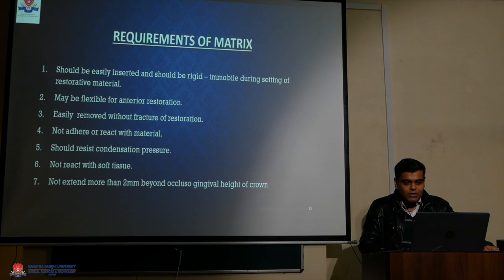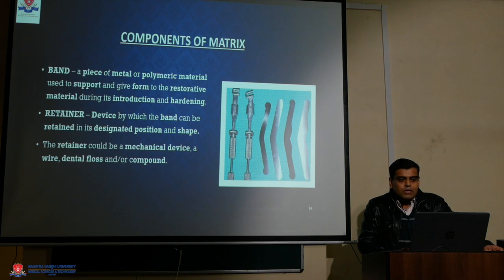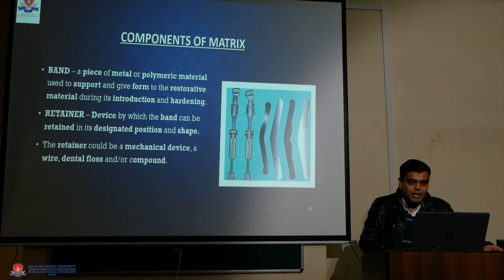It should not adhere to or react with the material. It should resist condensation pressure. It should not react with soft tissues and should not extend more than 2 mm beyond the occlusogingival height of the crown. Coming to the components of the matrix, there are mainly 2 components: a band, which is a piece of metal or a polymeric material used to support and give form to the restorative material during its introduction and hardening, and second is the retainer, which is a device by which the band can be retained in its designated position and shape.